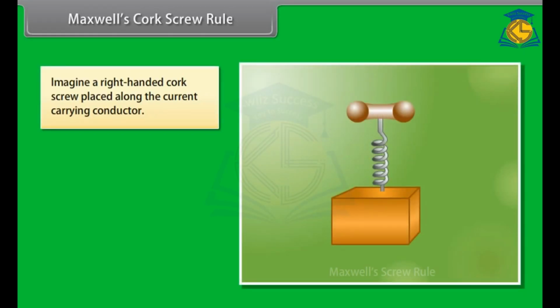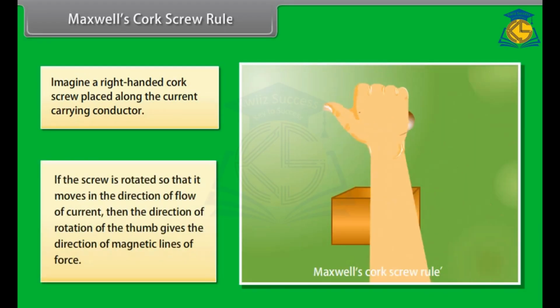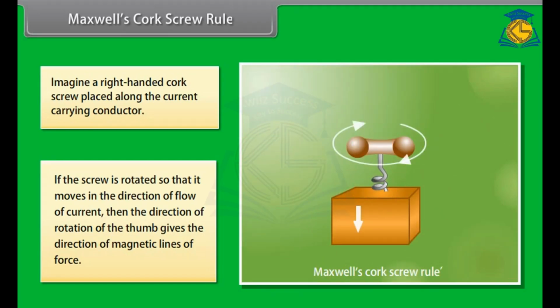Imagine a right-handed corkscrew placed along the current-carrying conductor. If the screw is rotated so that it moves in the direction of flow of current, then the direction of rotation of the thumb gives the direction of magnetic lines of force.